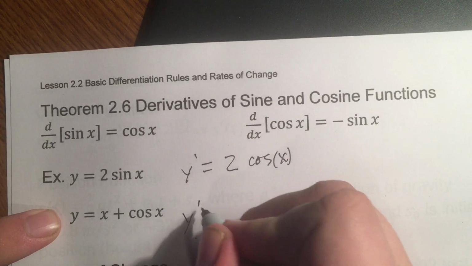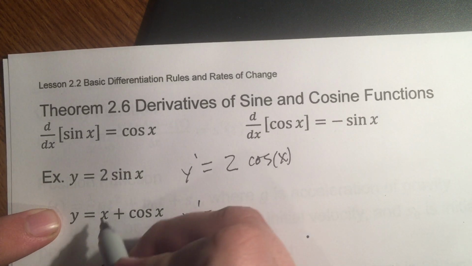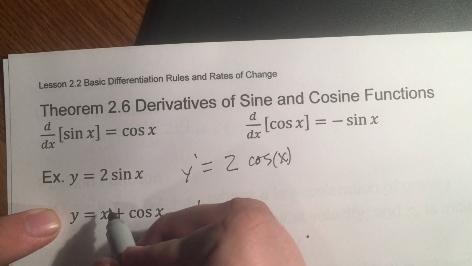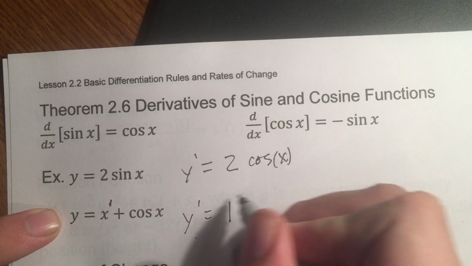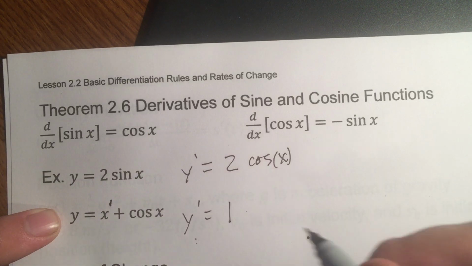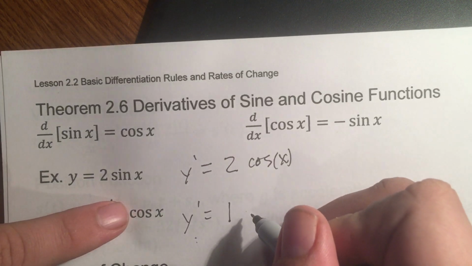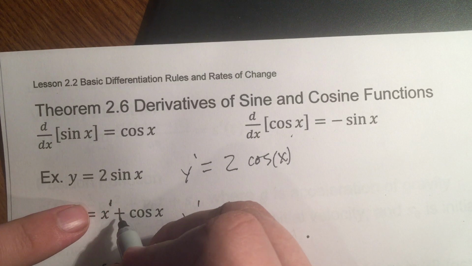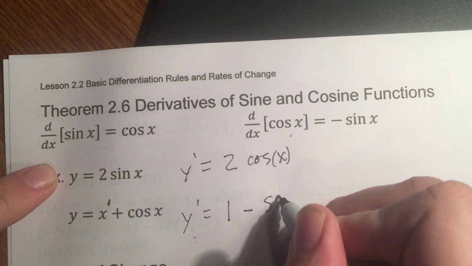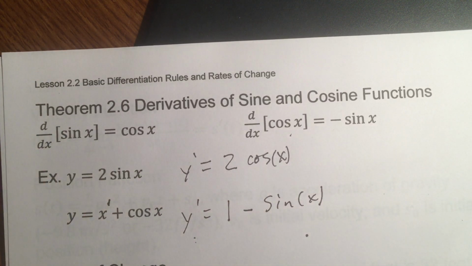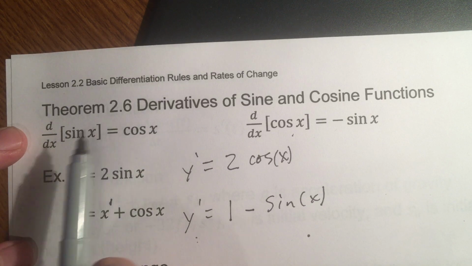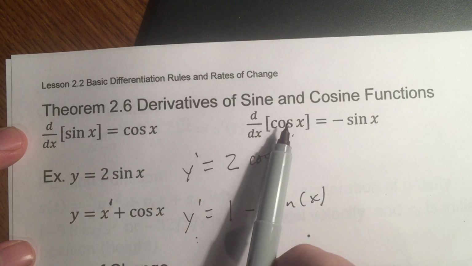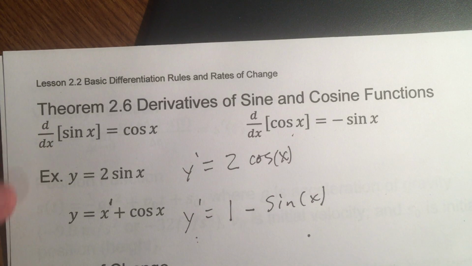Now here, y prime would equal, well, x is a separate term. It's not a multiple like the 2 was, so the derivative of x would just go to 1, because 1 is the exponent, so 1 would come down, and we'd be left with x to the 0, so we'd have 1 there. Now, cosine goes to a negative sine, so this plus will change to a minus sine of x. So the derivative of cosine is a negative sine, the derivative of sine goes to cosine. So sine to cosine stays positive, cosine to sine, it's going to switch sign.